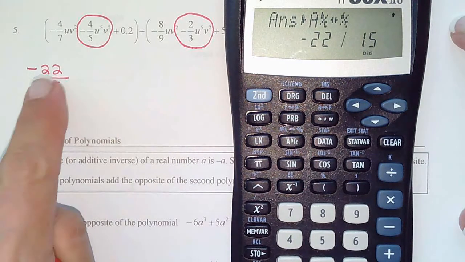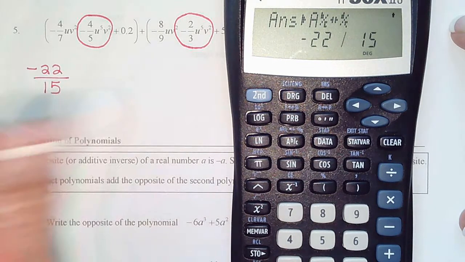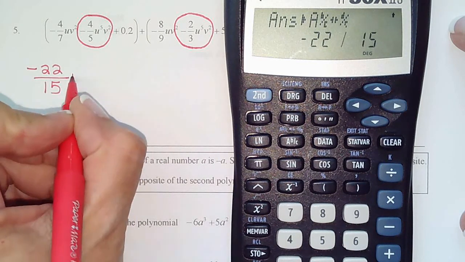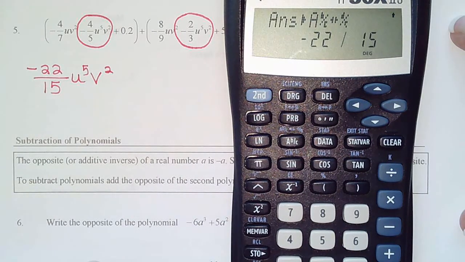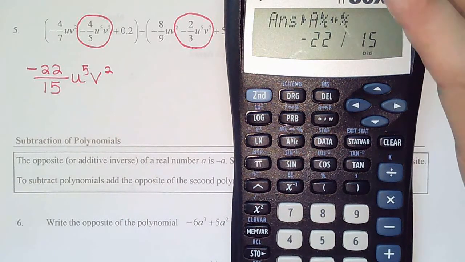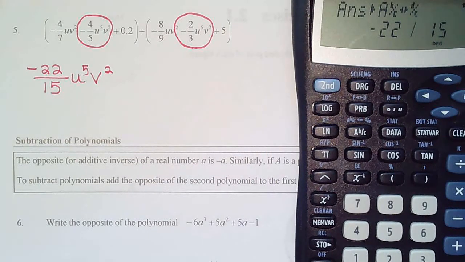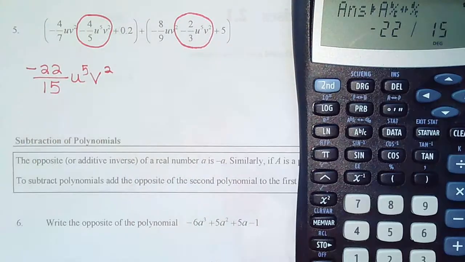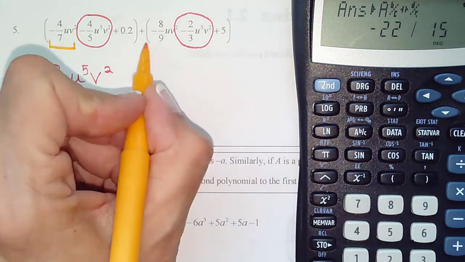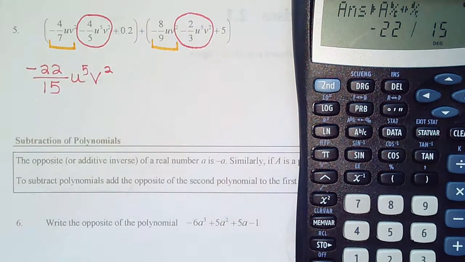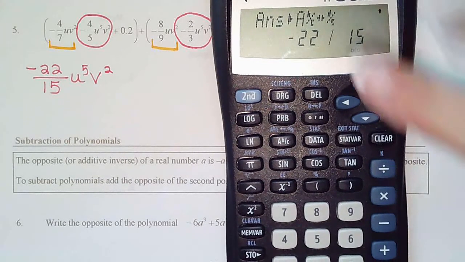So -22/15, and then the variable is U to the 5th, V to the 2nd. Okay, so next, well, we know constants are always last, so we can ignore those. So next we have -4/7 UV squared and -8/9 UV squared. So again, just type it in the calculator just like you see it.